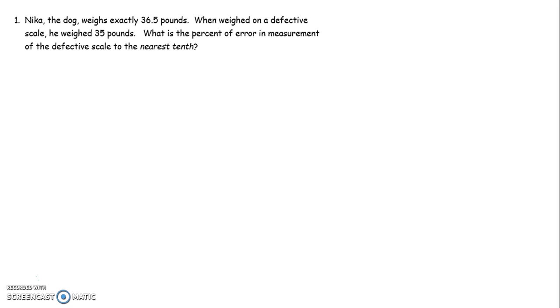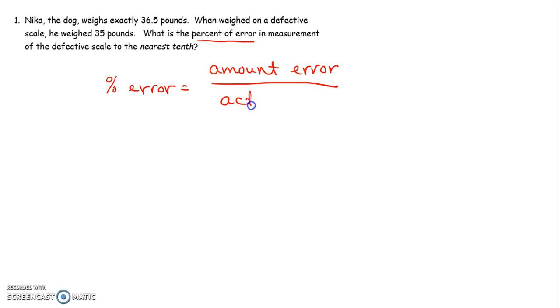Nika the dog weighs exactly 36.5 pounds. When weighed on a defective scale, oh, it's a boy, he weighed 35 pounds. What is the percent error in measurement of the defective scale to the nearest tenth? Okay, percent error will be your amount of error over your actual amount. And then we'll multiply that by 100 to convert it back to a percent.